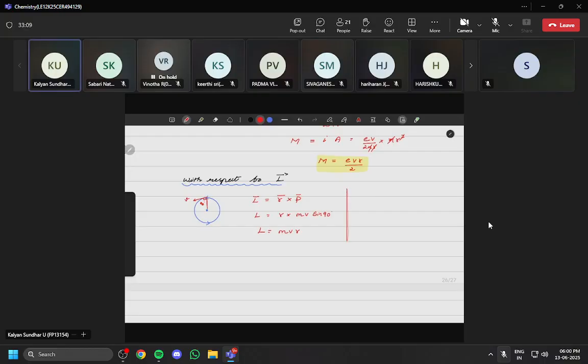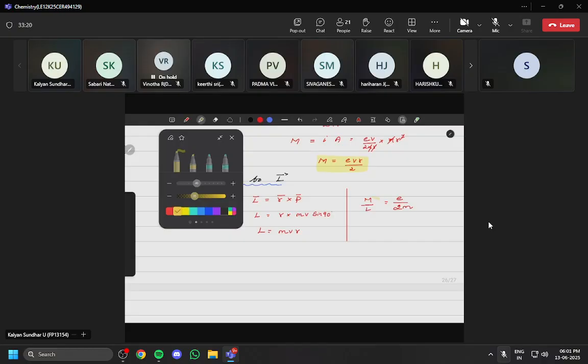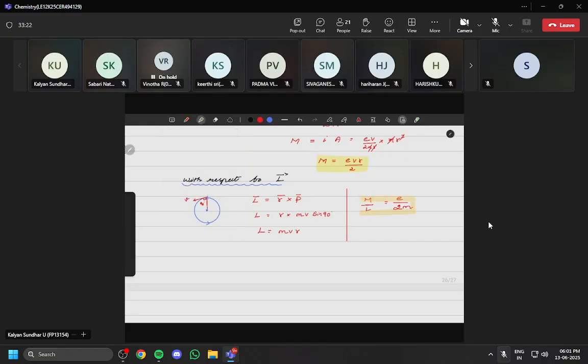So we are going to relate with your m vector, I mean the dipole moment. So m by L will be giving you e divided by 2m. This is your magnetic dipole moment with respect to your angular momentum, e by 2m. Since this is for an electron, we would put a negative sign, minus e, but we will be taking the magnitude here. So this will be e by 2m.